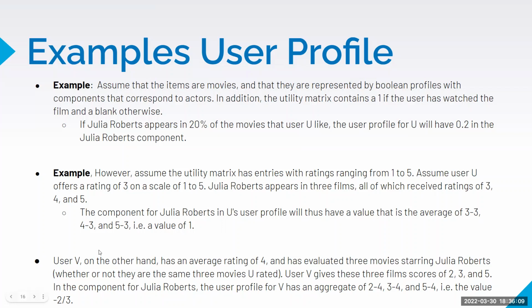Similarly, if you wanted to do it for user V, on the other hand, we already know the average is almost 4. Based on that average, we can also evaluate the 3 movies starring Julia Roberts, whether or not they are the same 3 movies U rated. It doesn't matter; it could be different too.